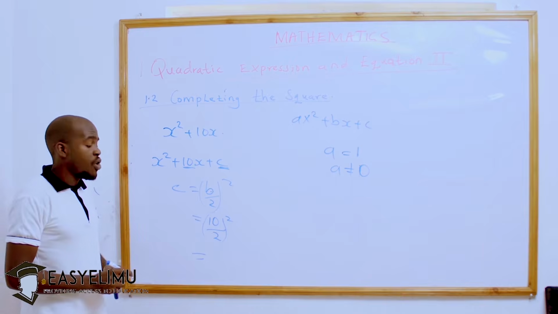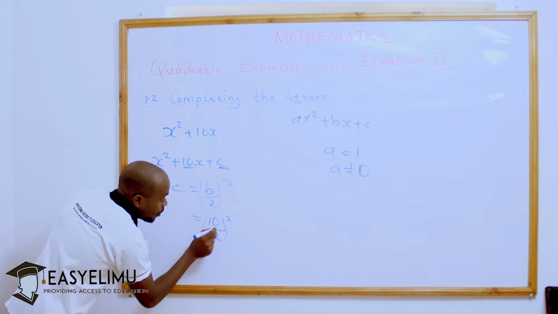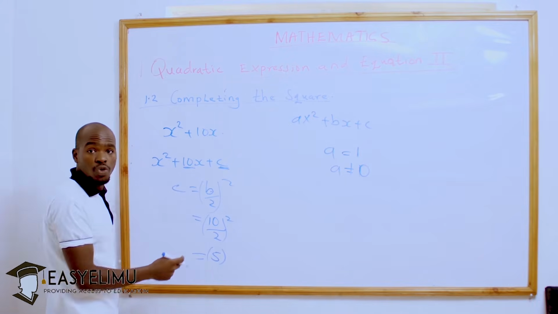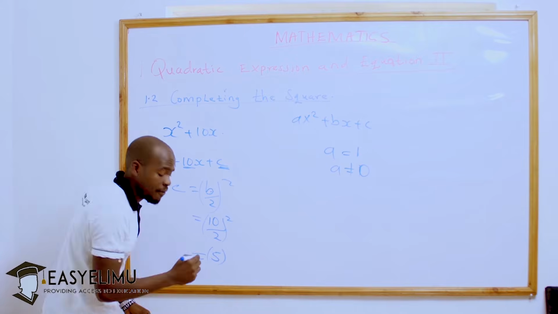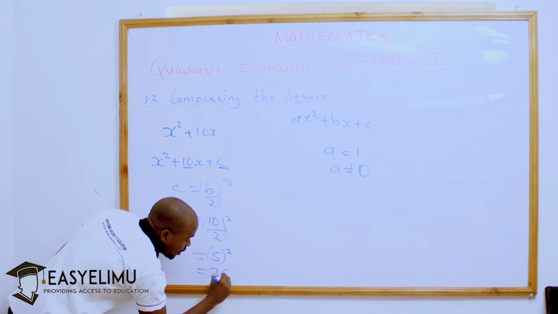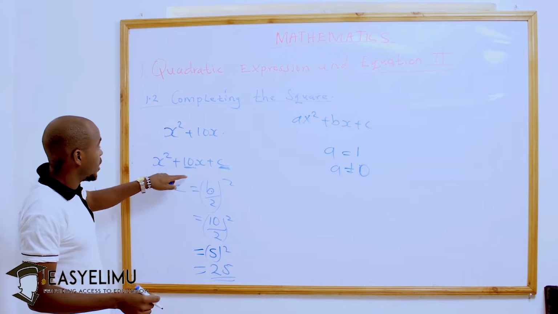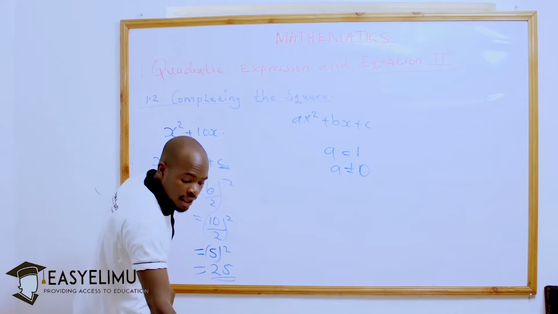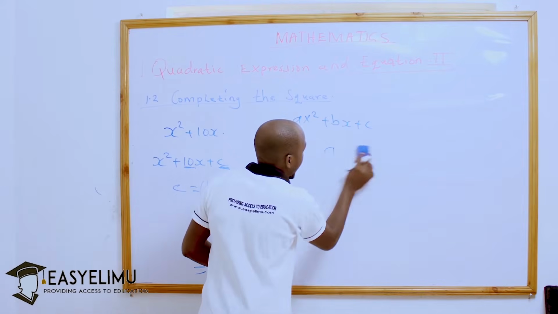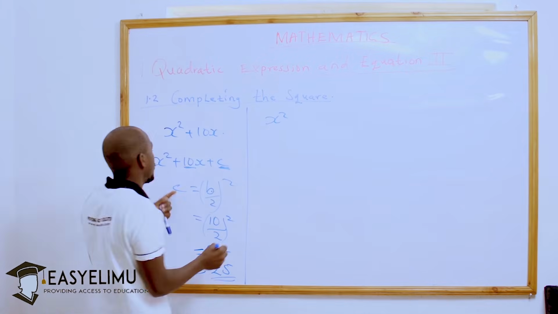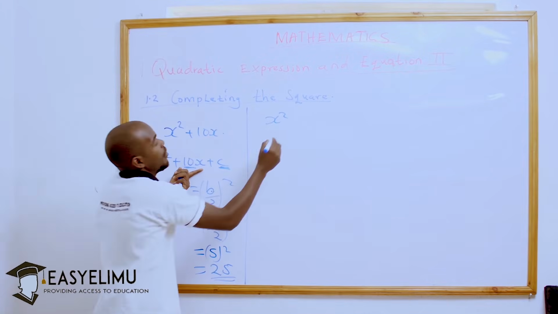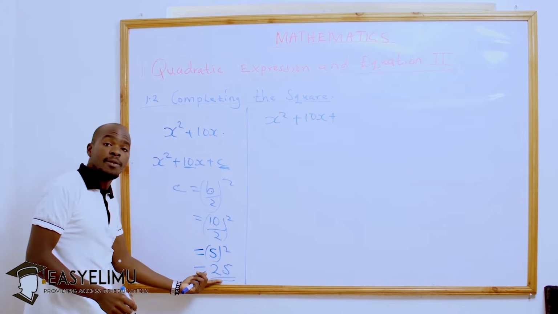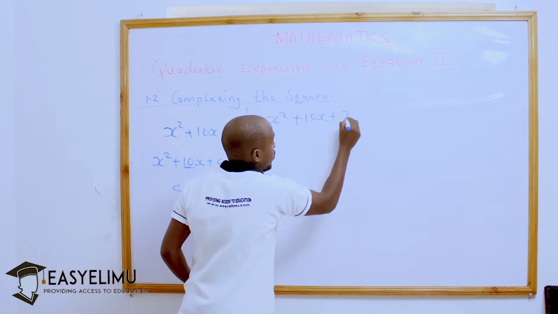If we do that, the value of c is going to be, 10 divided by 2 gives you 5, and if you square 5, you get 25. Now we can complete our quadratic expression, which is x squared plus 10x, and we write plus, now the value of c is replaced by 25. Now it will be 25.